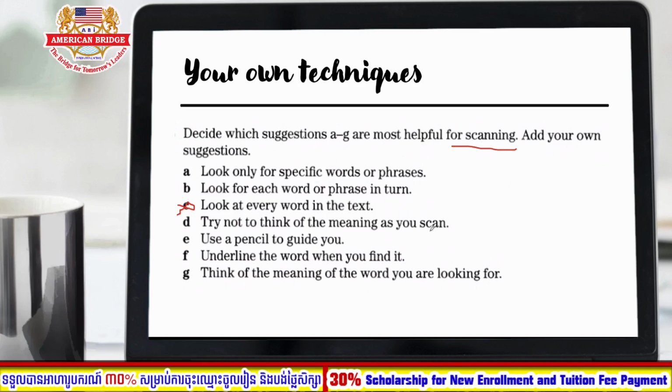So if you need only to find a specific keyword, use your eyes and look through the text quickly to find that word. Don't care about the meanings. And letter E, use a pencil to guide you. Yes, it can be a very effective technique if you are a beginner reader, but for your level, I think your eye is good enough.